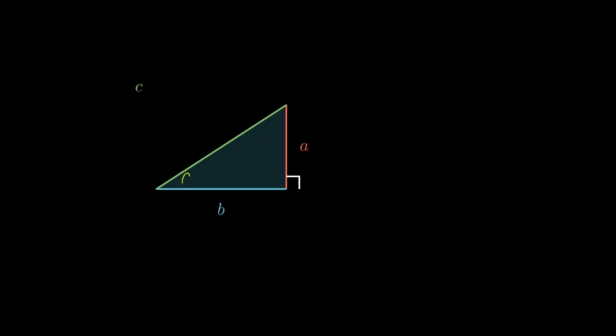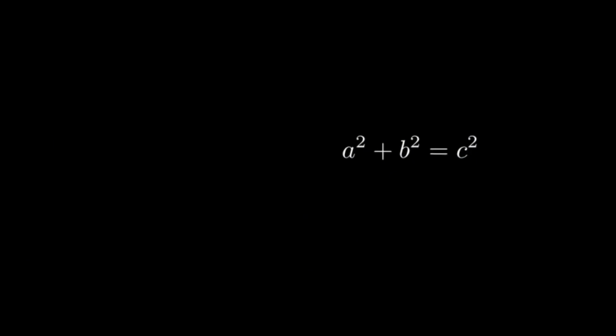We'll begin with a right triangle that has three sides. Side A, shown in red, is opposite to angle theta, side B in blue is adjacent to theta, and the green side C is the hypotenuse, which is the longest side of our triangle. The Pythagorean theorem tells us that in any right triangle, the square of the hypotenuse equals the sum of the squares of the other two sides. So we can write a squared plus b squared equals c squared.